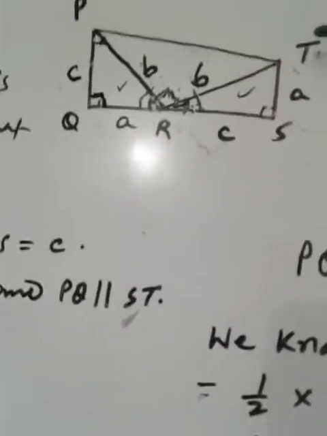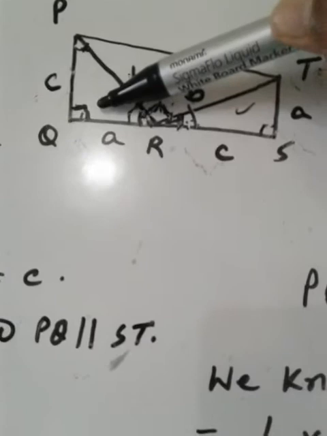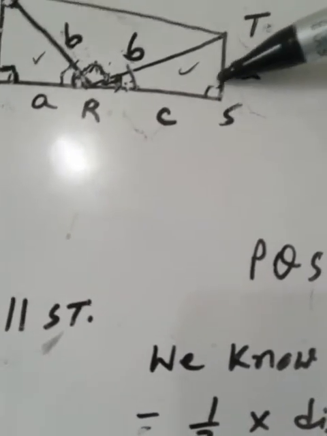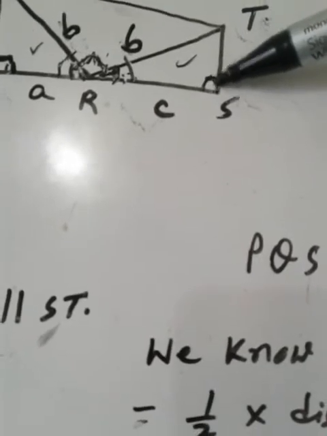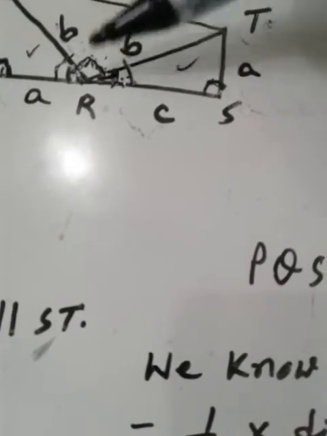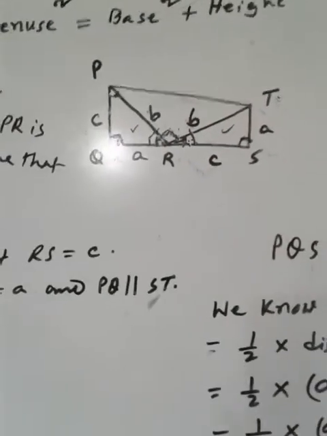Now we are getting three triangles here. One is PQR, a right angle triangle. Another is RST, also a right angle triangle. And another triangle is PRT, also a right angle triangle. Now we are getting three right angle triangles.